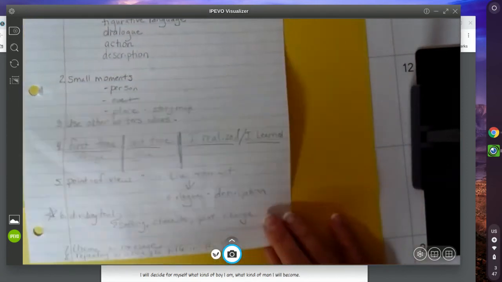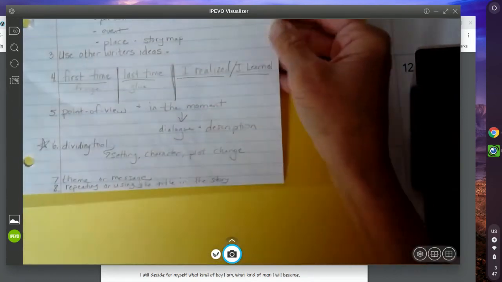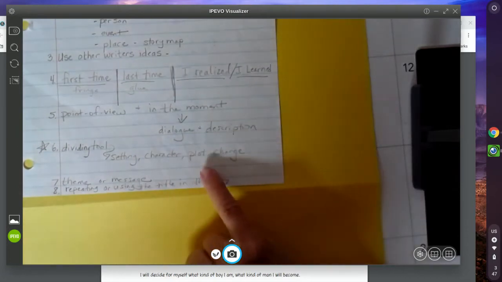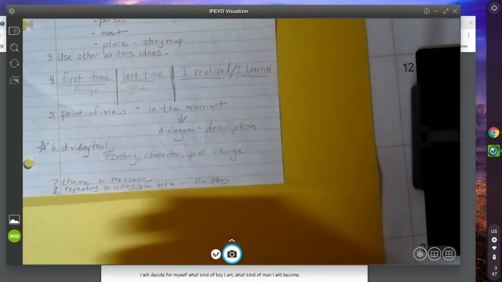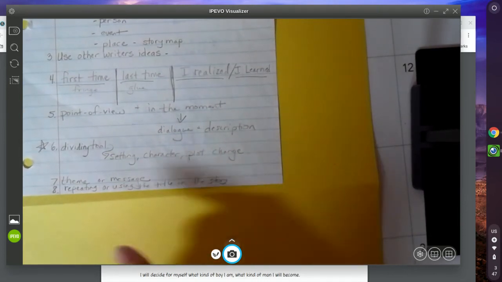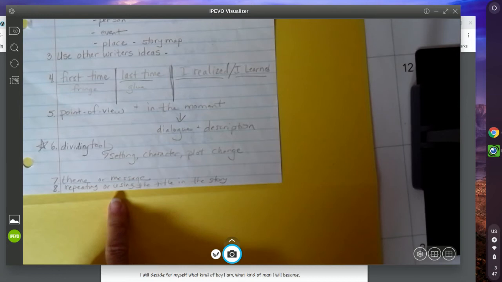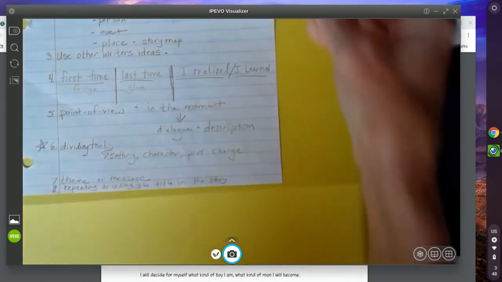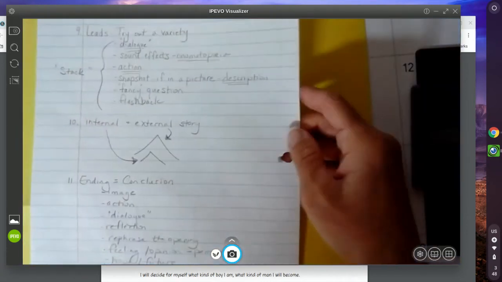Think about dividing tools, right? And that can be when you do a switch in settings or possibly in who's telling the story, like the character point of view, or maybe you're just the narrator telling about a different character and there's a change in the story. There could be a plot change, right? You're changing to some other event happenings. Think about the theme or message and repetition or using the title in the story. That's what they did with Everything Will Be Okay. All right, so that's a very great tool to use.